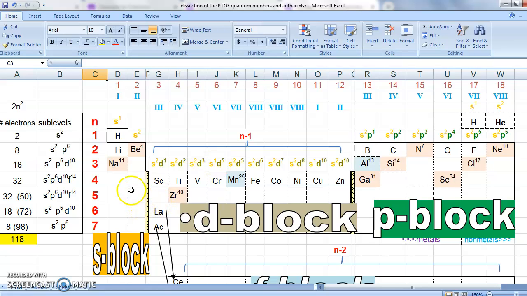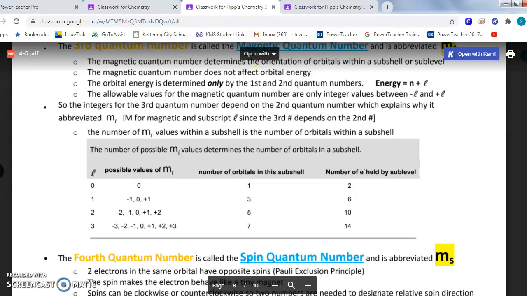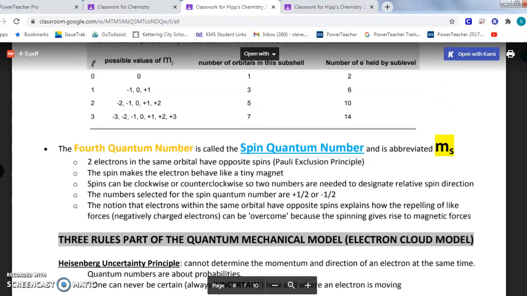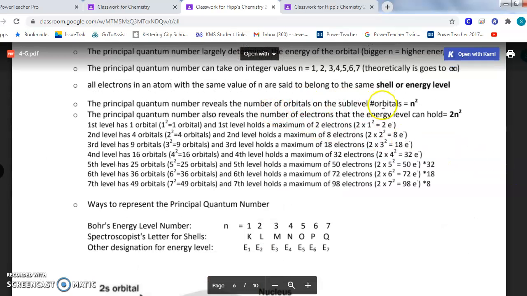Looking at the quantum numbers, hopefully you remember that the number of electrons that fit on the different levels of the atom can be found by taking the quantum number, squaring it, times 2. Think back to your notes. Where do we get that? If we look back at our notes, how many electrons fit on the different levels? The principal quantum number let you know. The number of orbitals was n squared. The number of electrons that could be held was 2n squared.